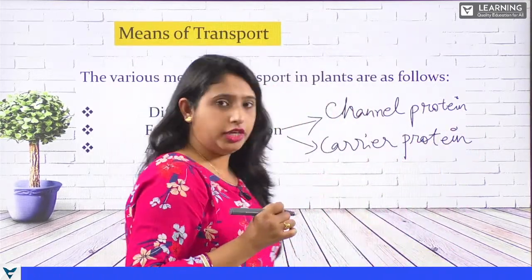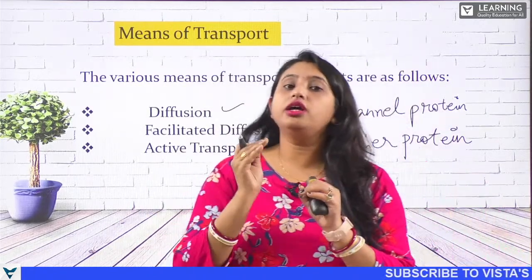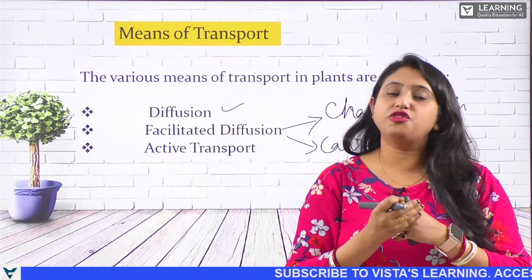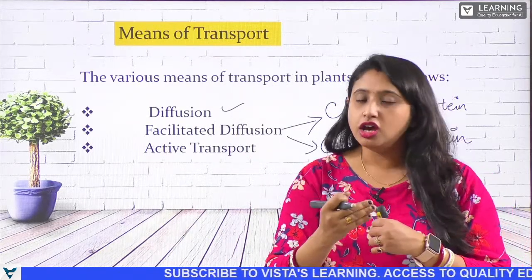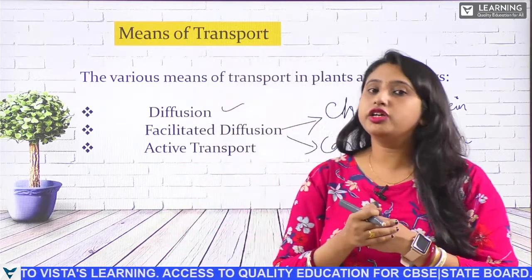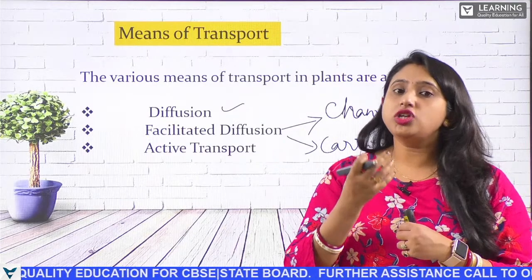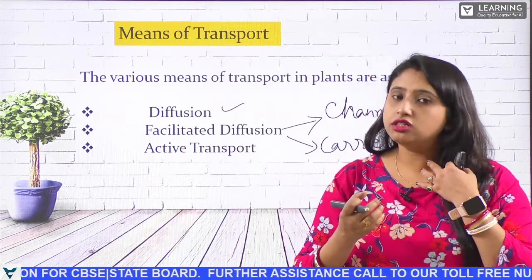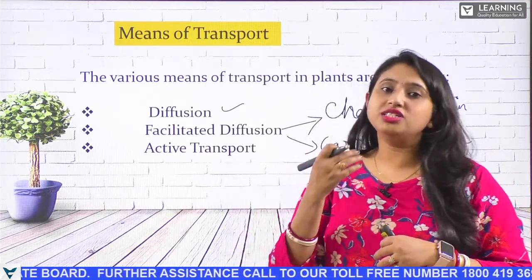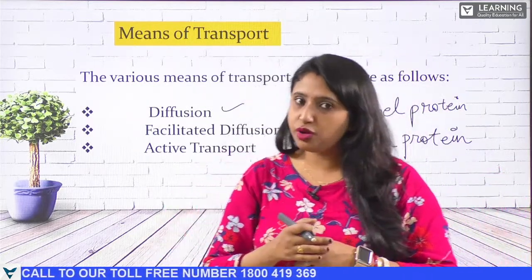There are some molecules which cannot pass the plasma membrane, so they require help. Facilitate means helping. So there are some proteins which facilitate the molecules to cross the plasma membrane. There are various channels. One is channel protein and another one is carrier protein, and they help the molecules to cross the plasma membrane.